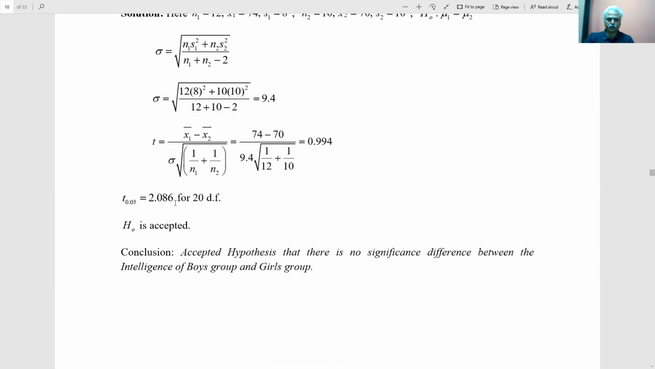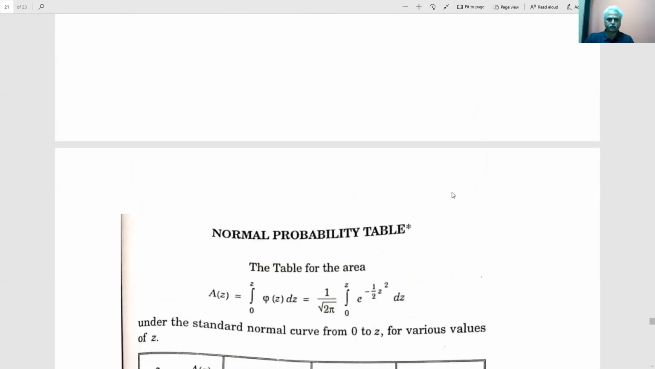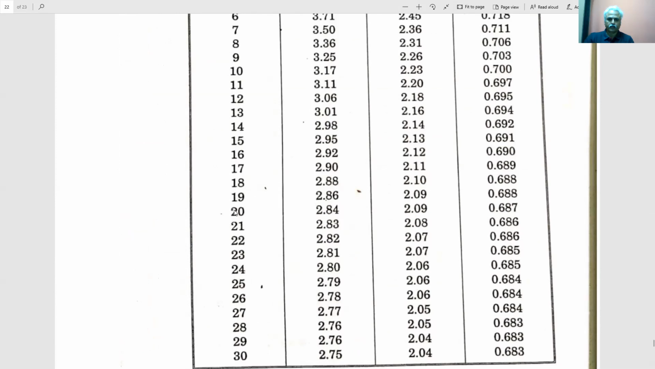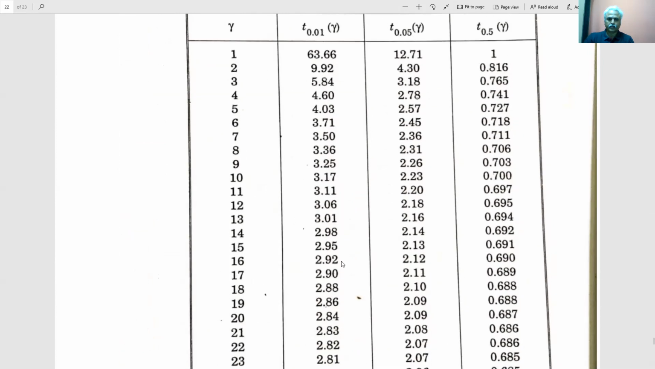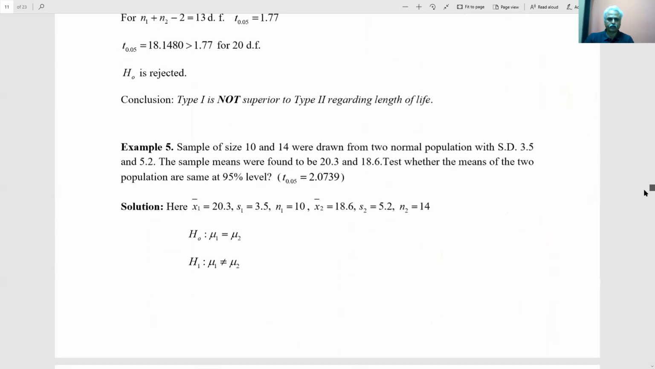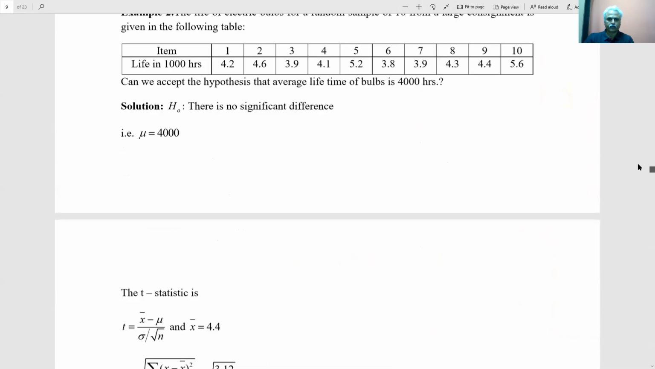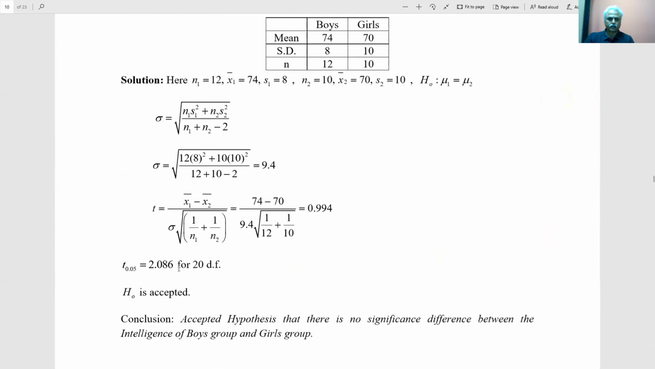If the confidence level is given in the question, please use it. If it is not given, how to find it? For 20 degrees of freedom at 95% confidence limits, I am taking you to the table here. For 20 degrees of freedom at 95% confidence limits, the value is 2.09. So let us go back to that example, which is for 20 degrees of freedom, 2.086, so this is less than the table value.